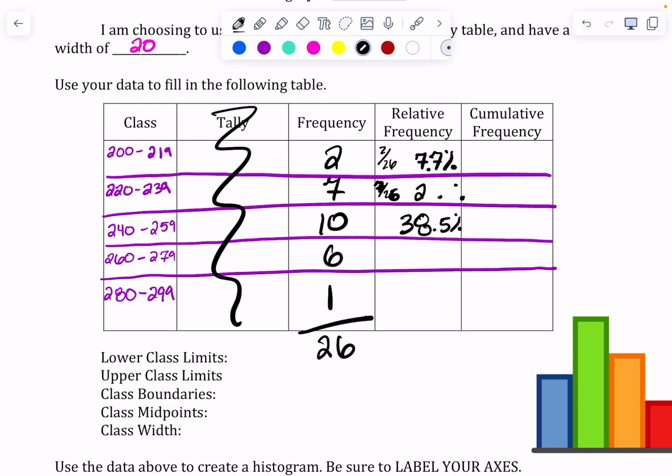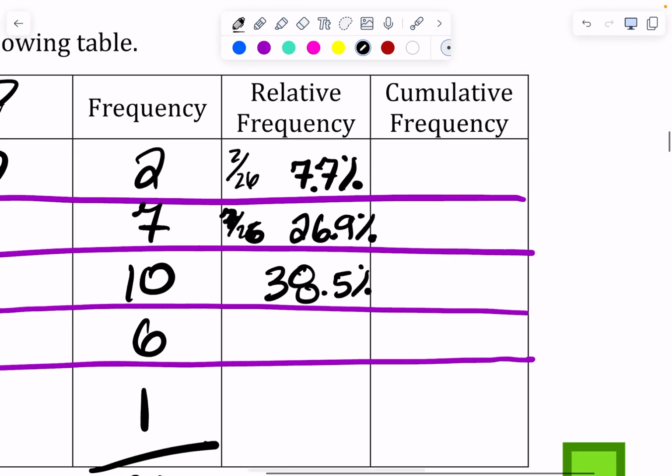23.1%. Hold on. 26.9. And like 3.8. What's the fourth one? What's 6? You're fine. Relative frequencies: 7.7, 27.0, 38.5, 23.1, and 3.8. And 3.8? Yes.